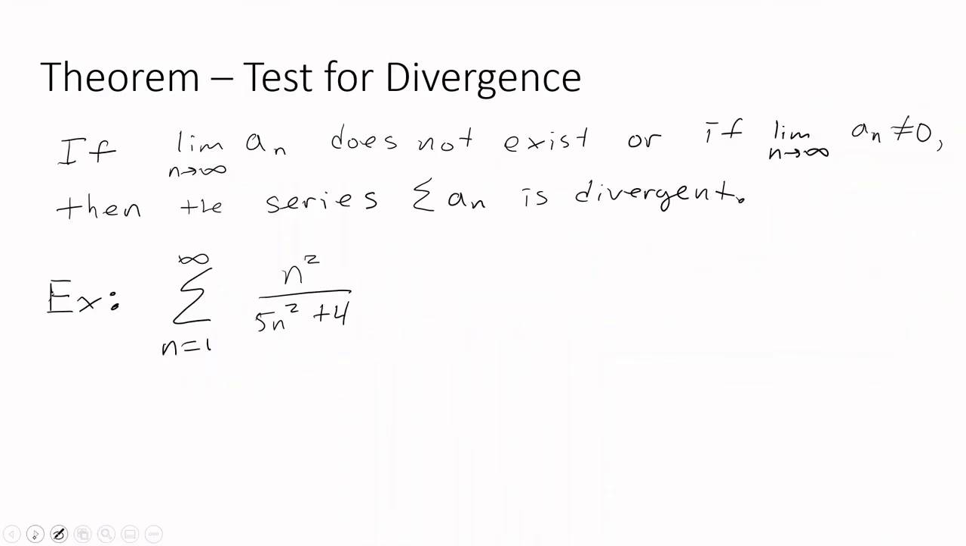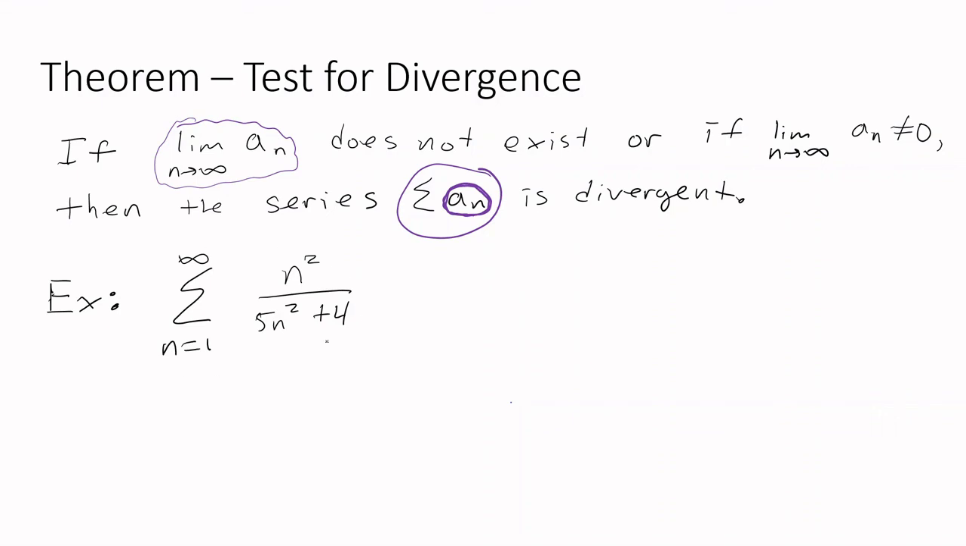This is called the test for divergence. If the limit of the terms of what you're adding together either does not exist or is not 0, you're done, divergent, that's it. So again, if I've got a series, right here, if I can just show that the terms here don't go to 0 as n gets really big, just the things I'm adding, I'm done. So let's see an example here.